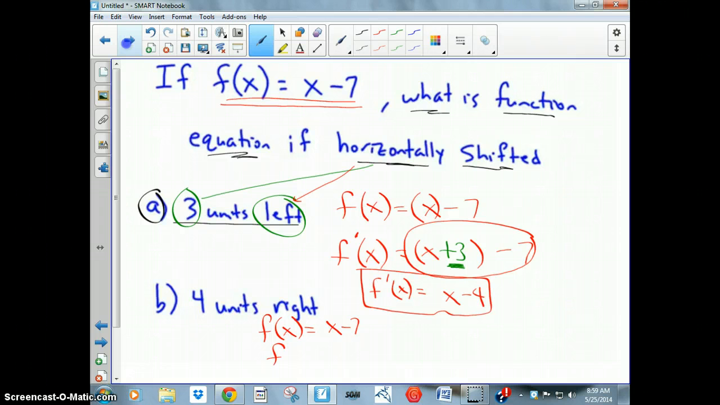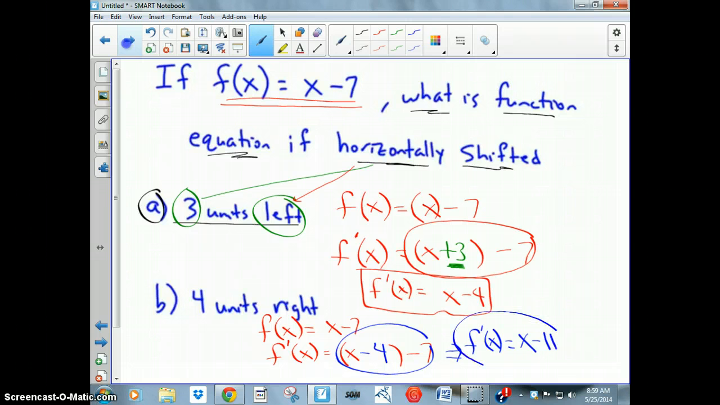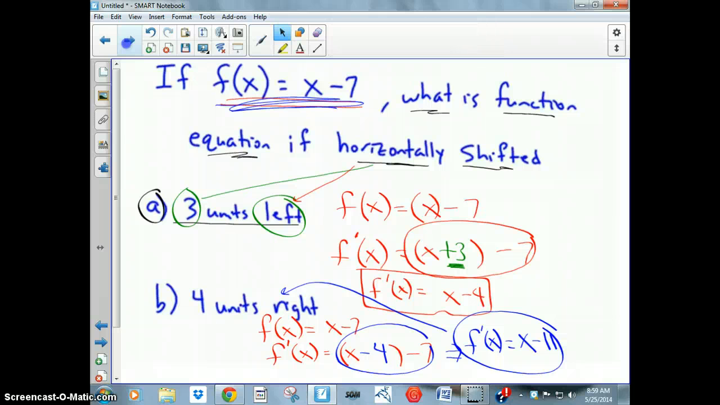what I'm going to do is call my transform function f prime. I'm going to put the x in the parentheses, the minus 7 at the end, and now I'm going to go to the right 4 units, which means put a minus 4 in the parentheses next to the x. Well, if I combine this whole thing together, I would get f prime of x equals x minus 11. And that's the graph or the equation that would shift my original function up top 4 units to the right.